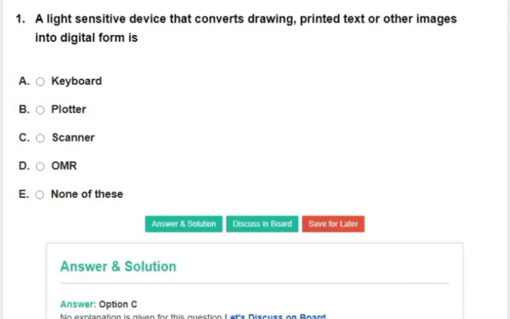A light sensitive device that converts drawing, printed text or other image into digital form is called keyboard, plotter, scanner, OMR, none of these. And answer is C, scanner.